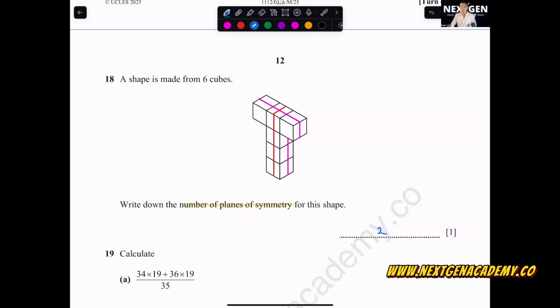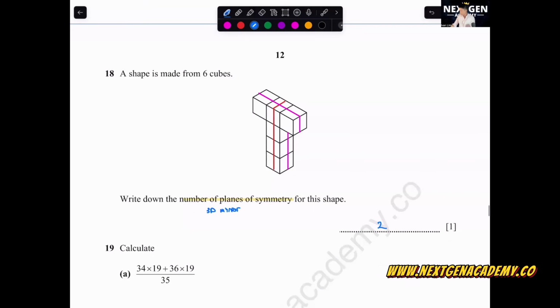So for those of you who don't know what plane of symmetry is, think of it like a 3D mirror. So where can you put a mirror where you split the shape into half, that both of them are equal to each other?